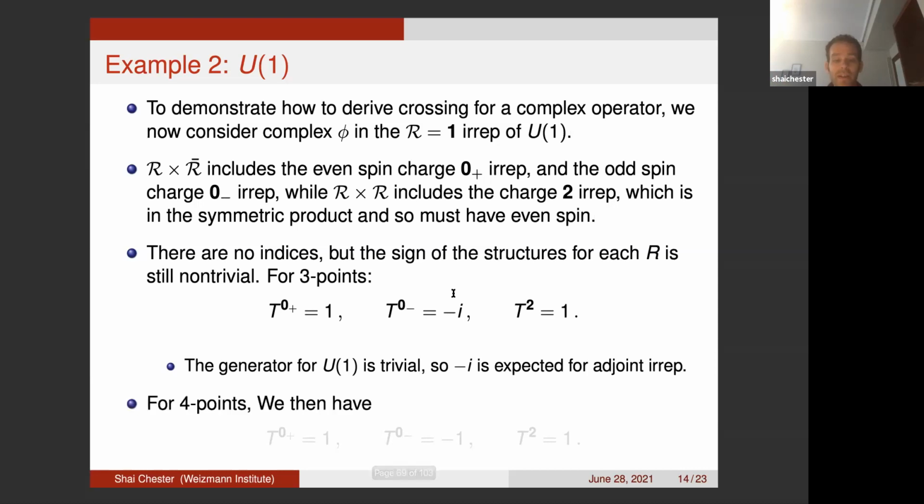Okay, so now for the 4 points, we then just square these 3-point tensor structures. So in this case, it's just trivially 1. But the non-trivial thing is now for this odd spin singlet, now we get -1. And so this minus sign is very important. If you had been cavalier about it, you would have gotten the wrong answer. So that's what I'm trying to emphasize with this example.